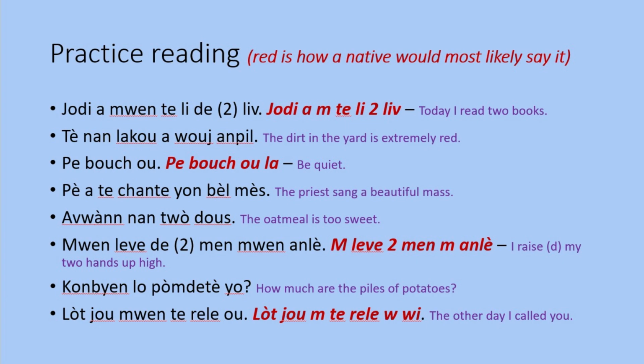Pea te chante yon bel messe. Here we have the accents 3 times on the E's, right? So they're all eh. Whereas the one before chante, which is te, is past tense. It's still A. It's not eh. Pea, the priest, te chante, sang, yon bel messe, a beautiful mass. Okay? This is how a native would say it. There's nothing to shorten here. Okay?